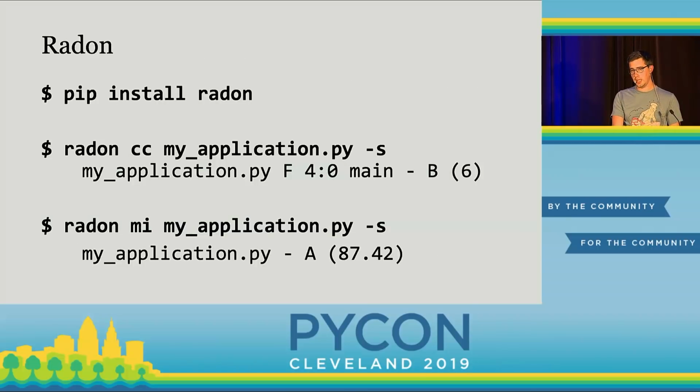You can use a package called radon. On the command line, you can run radon, and then the algorithm that you want to use, so CC is cyclomatic complexity, and you give it the file name you want to run, and it will basically calculate the number for you and give you that output. You can also do MI, which is the maintainability index I just spoke about, and it says that my application was 87.42, which is pretty impressive, but it's only 4 lines of code, so that's understandable.